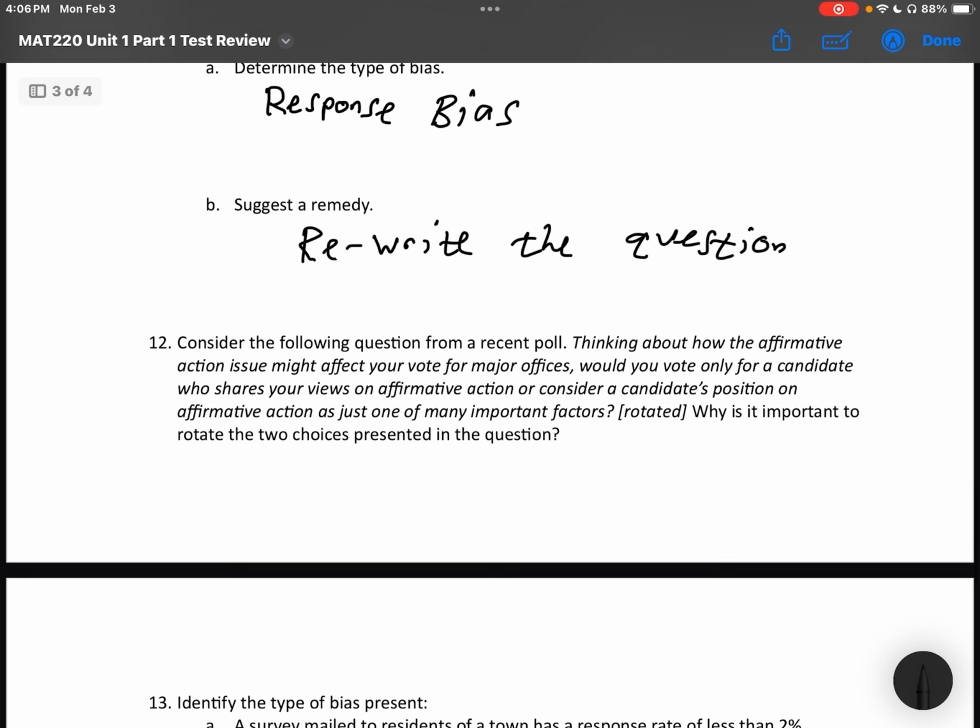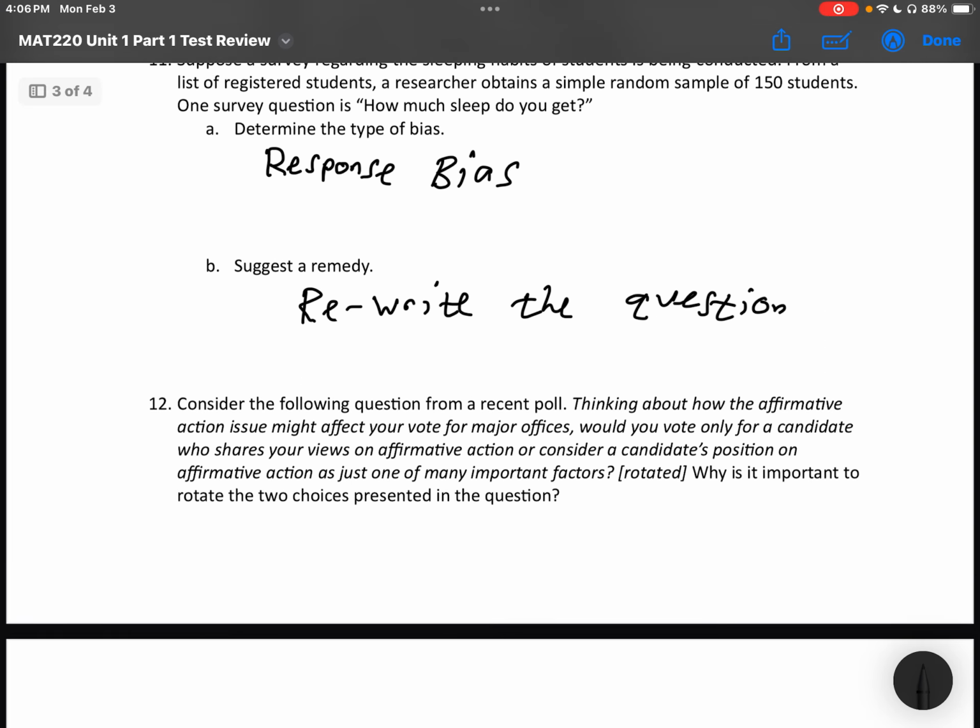The 12th one. Consider the following question from a recent poll: thinking about how the affirmative action issue might affect your vote for major offices, would you vote only for a candidate who shares your views on affirmative action, or consider a candidate's position on affirmative action as just one of many important factors? And this would be rotated, right? So why is it important to rotate the two answer choices in this question?